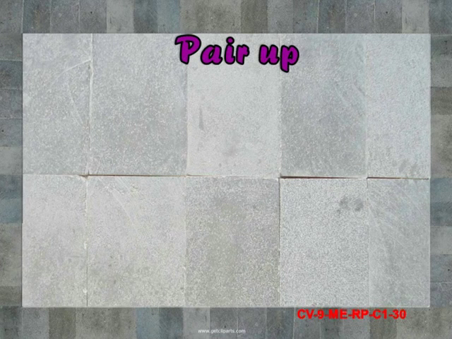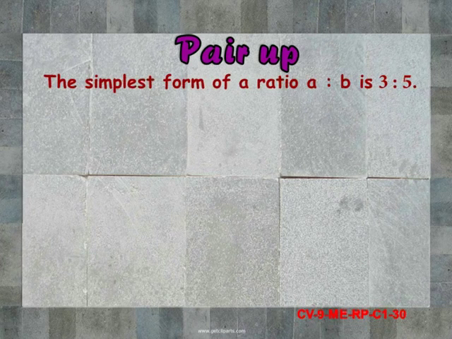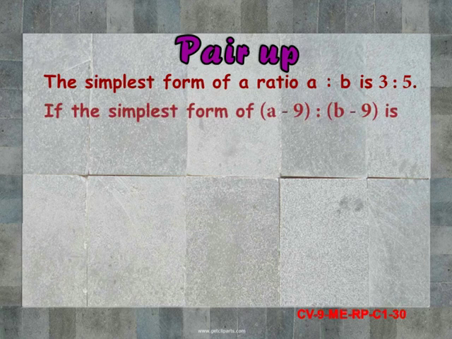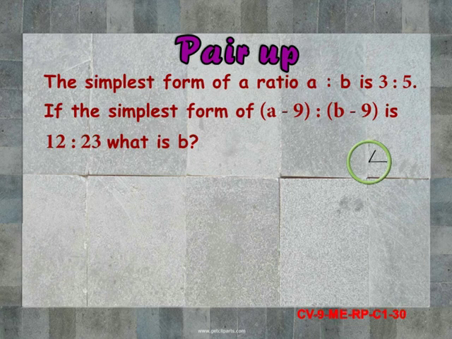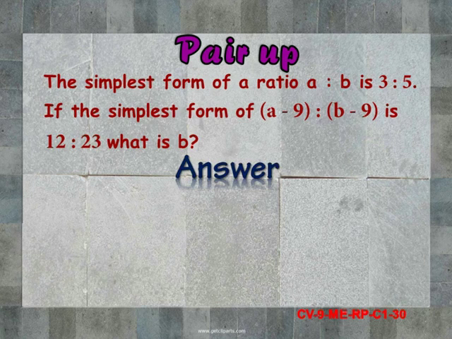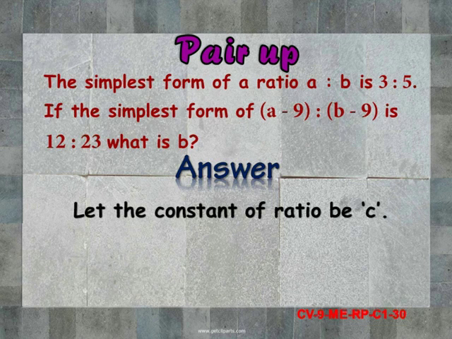Now, pair up and answer. The simplest form of a ratio A:B is 3:5. If the simplest form of A-9 is to B-9 is 12:23, then what is B? Answer. Here is a tip to solve the problem. The actual value of terms of a ratio is given by multiplying both the terms by a constant, say C.